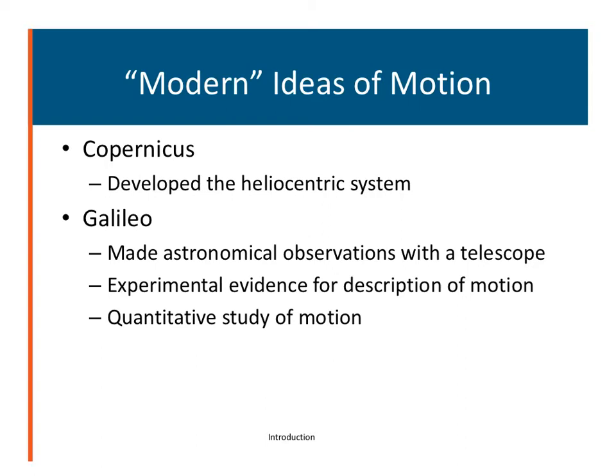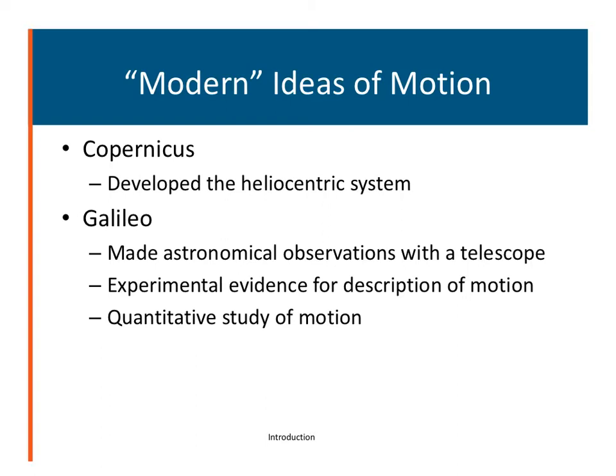And then after Copernicus was Galileo, and he made more astronomical observations with his telescope that he designed, and he found experimental evidence to describe the motion. And he used that experimental evidence to quantify the motion that he studied. So we are going to continue in this Galilean or even Newtonian way of looking at physics, and Newtonian is from Sir Isaac Newton, and we'll get into some of his contributions later. But we're going to take this viewpoint in studying motion and overall studying physics.